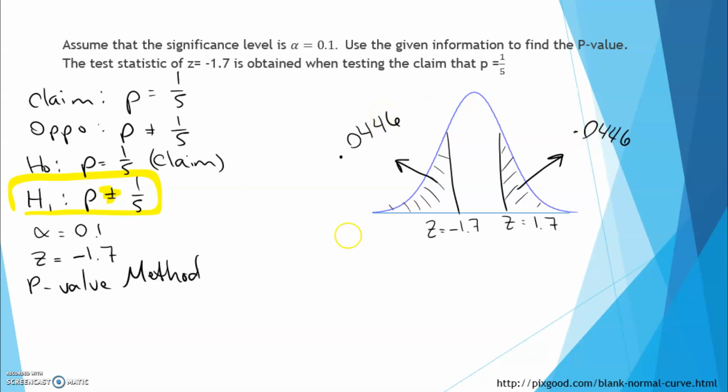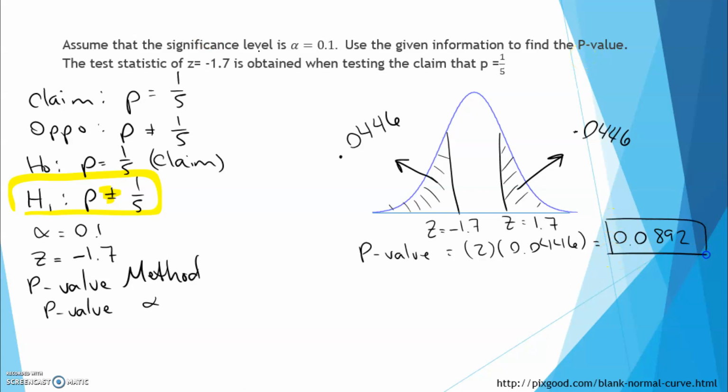Okay, so our p-value is going to be 2 times 0.0446, which is equal to 0.0892. Okay, so we're going to take our p-value and compare it to alpha. So the question was asking just for the p-value, which this would be our final answer. But we're going to go on to steps 7 and 8.